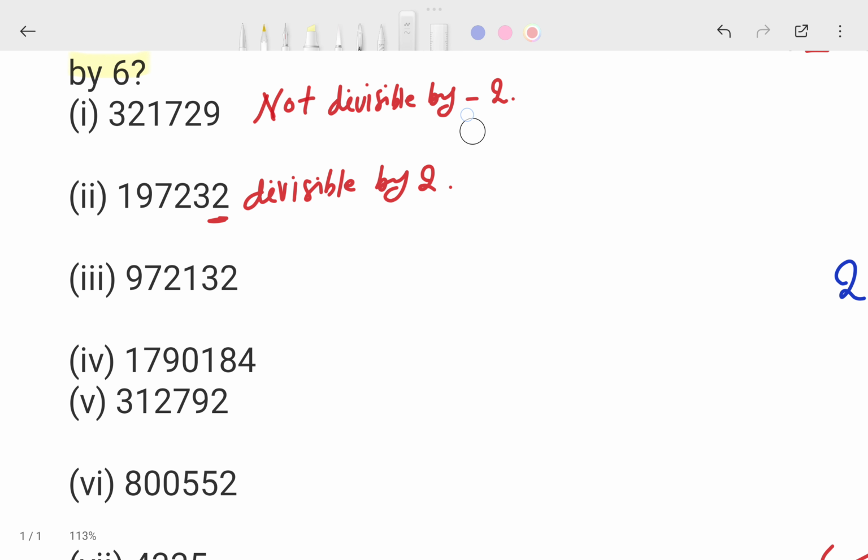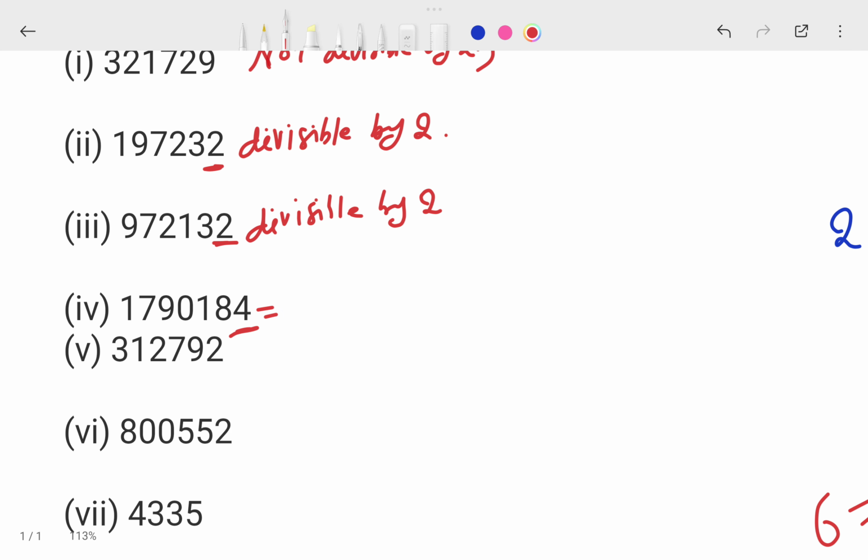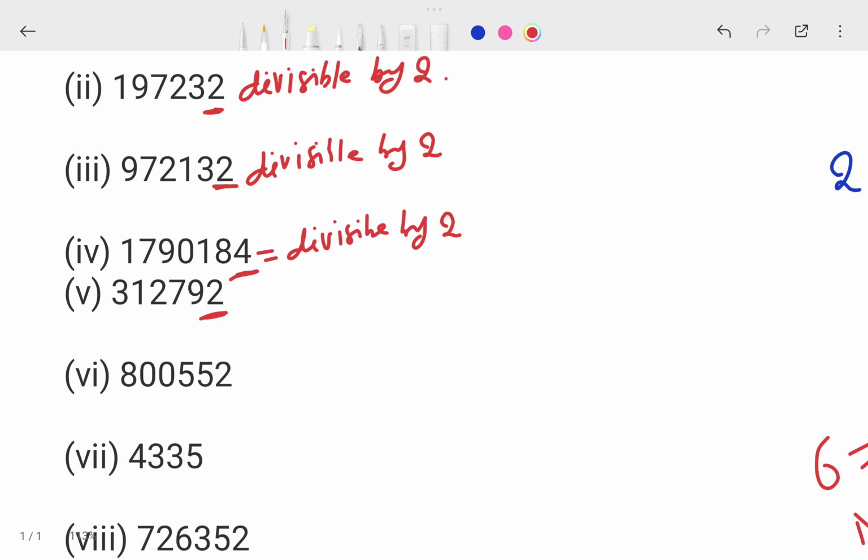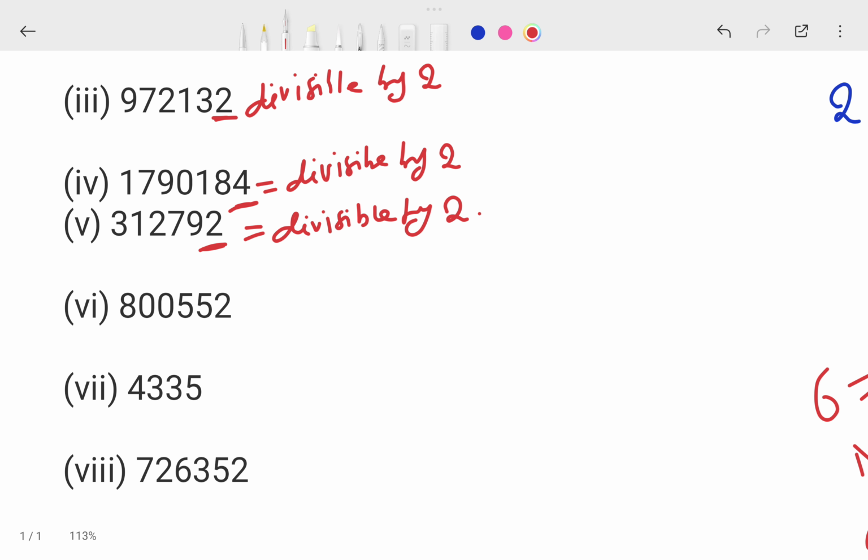Now I erase this one. Here in the end there is a 2, so this is also divisible by 2. Here the end is 4, so this is also divisible by 2. Here the end is 2, so it is also divisible by 2. Here the end is 2, it is also divisible.